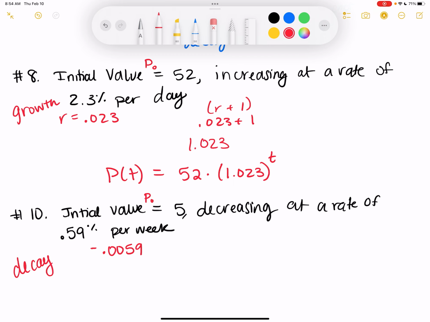So isn't it just P of T? Oh, well, do you need your r plus 1? Do you have to do that every time? Yeah, so I need to find my r plus 1. Now, keep in mind this negative sign that's on here. When you do your r plus 1, you've got to have that sign with it, or your answer will come out to be wrong. So r plus 1 is negative 0.0059 plus 1.